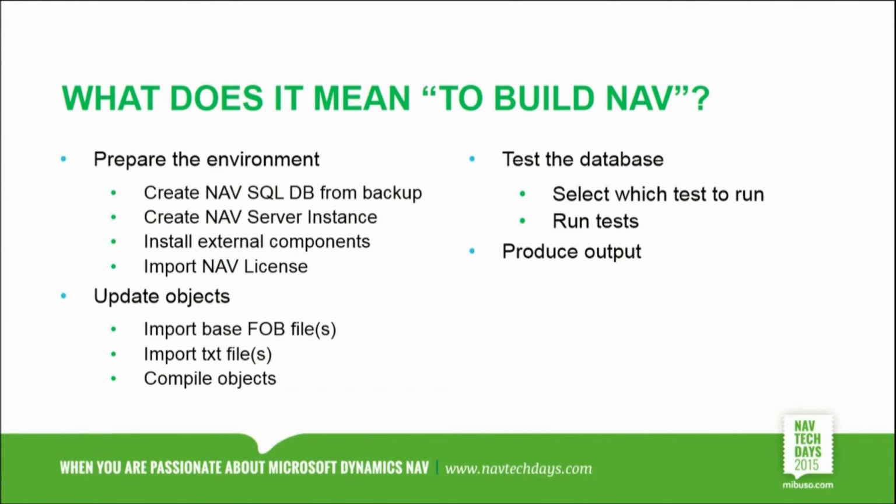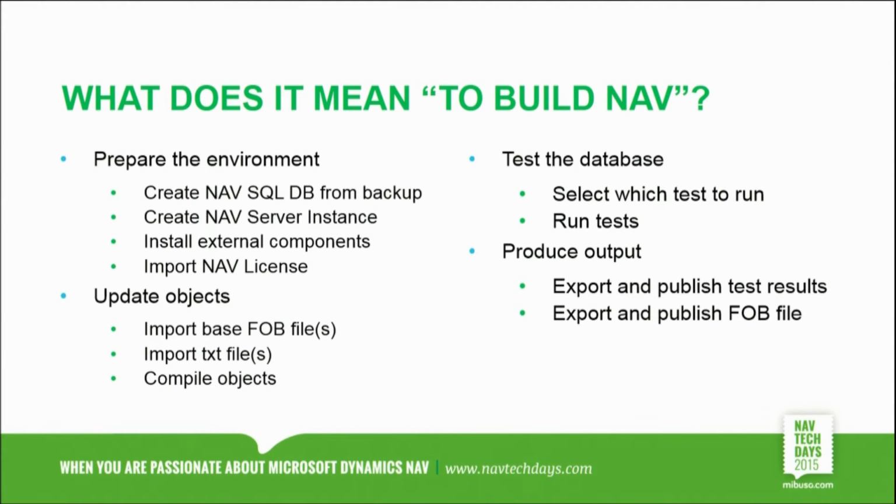We need to produce some output. And again, it depends on what the output of the build is for you. In my case, it's test results. I want to see the test results somewhere, and see the history of that. Then I need to create an FOB file, because maybe I will just take the FOB file and import it to the customer database, and the customer is updated. Maybe. And then maybe we can create and publish a NAVX file, because we are creating an extension.